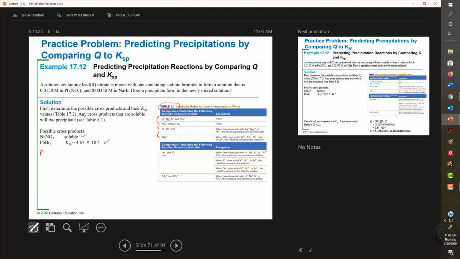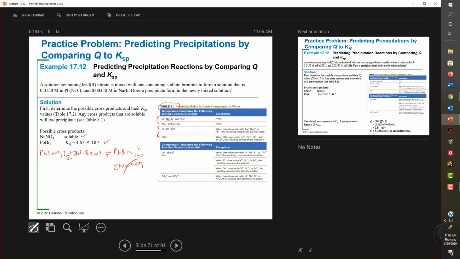lead II nitrate reacts with sodium bromide, and then forms the solid lead II bromide, plus sodium nitrate, which we're not really interested in. So there's my balanced chemical equation. So we're not interested in that.